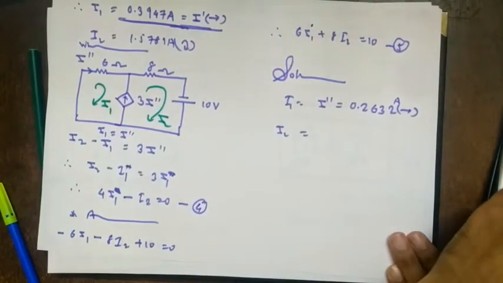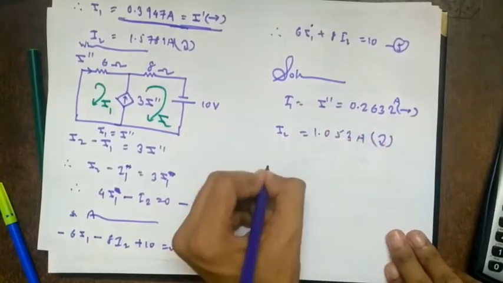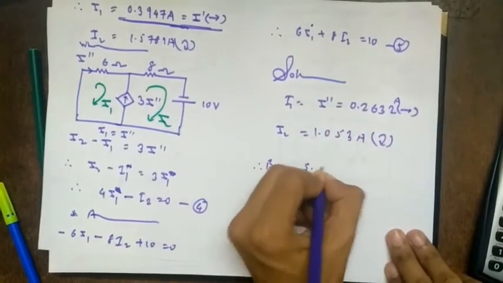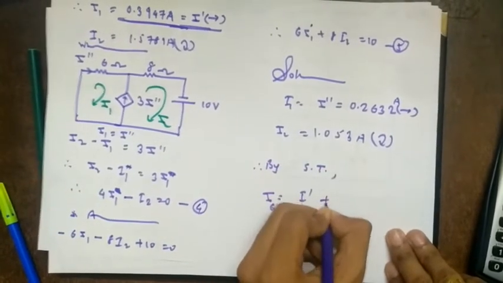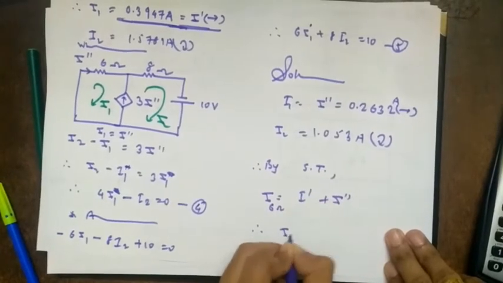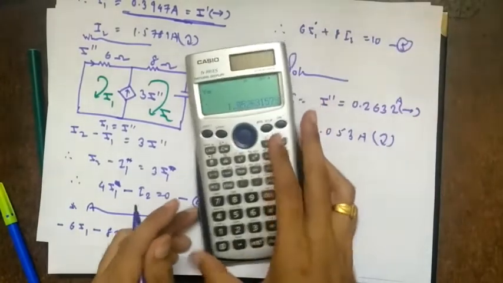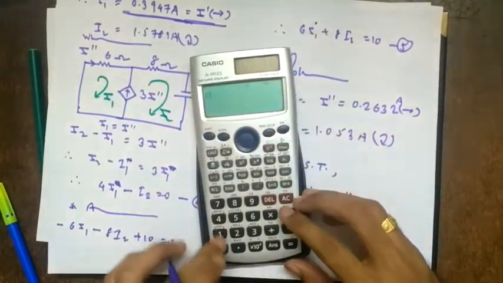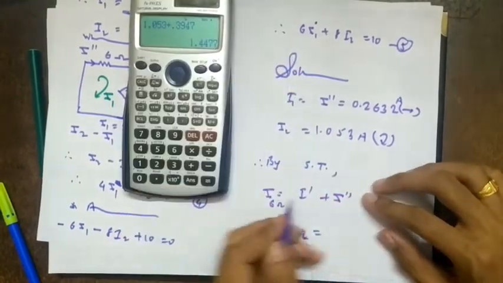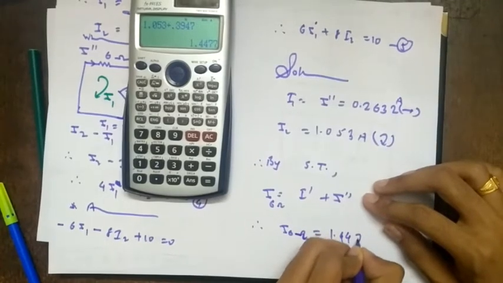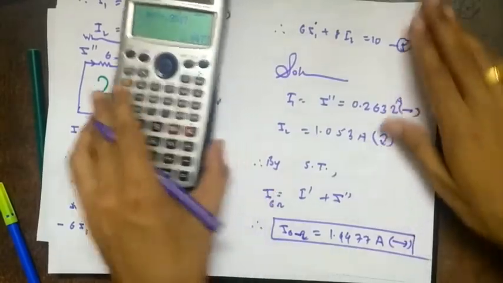I2 equal to 1.053 amperes clockwise. So therefore by superposition theorem, what will be total current through 6 ohms? I prime plus I double prime, and both are in same direction, so we just have to add them. So 1.053 plus 0.3947, so 1.4477. This is the answer, right?